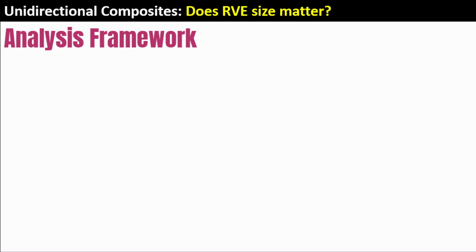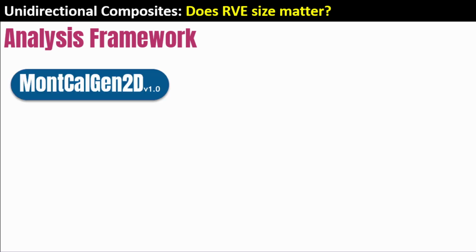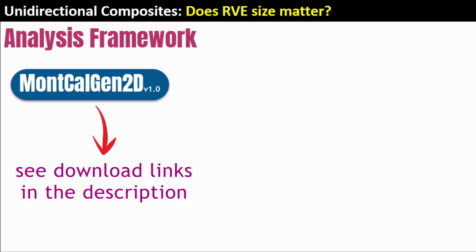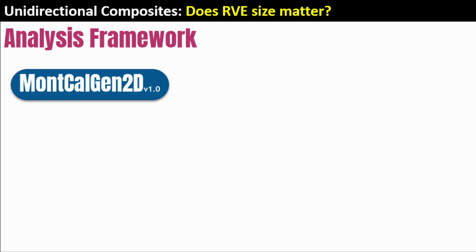What is the analysis framework? How are we going to go about doing this? First, we're going to generate the representative volume fiber distribution using software that I've developed. Again, please check the cards for details about how to get hold of the software. It's called MontCalGen, short for Monte Carlo generator. This is software that creates the distribution of fibers.